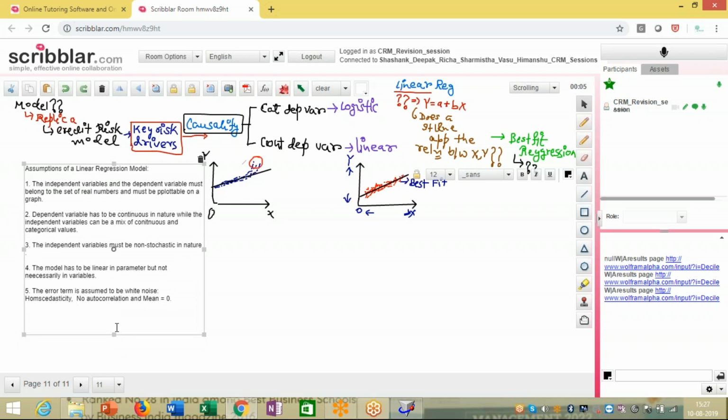Now the question that comes out over here is, so the variables can be made linear, variables can be linearized by appropriate transformation.